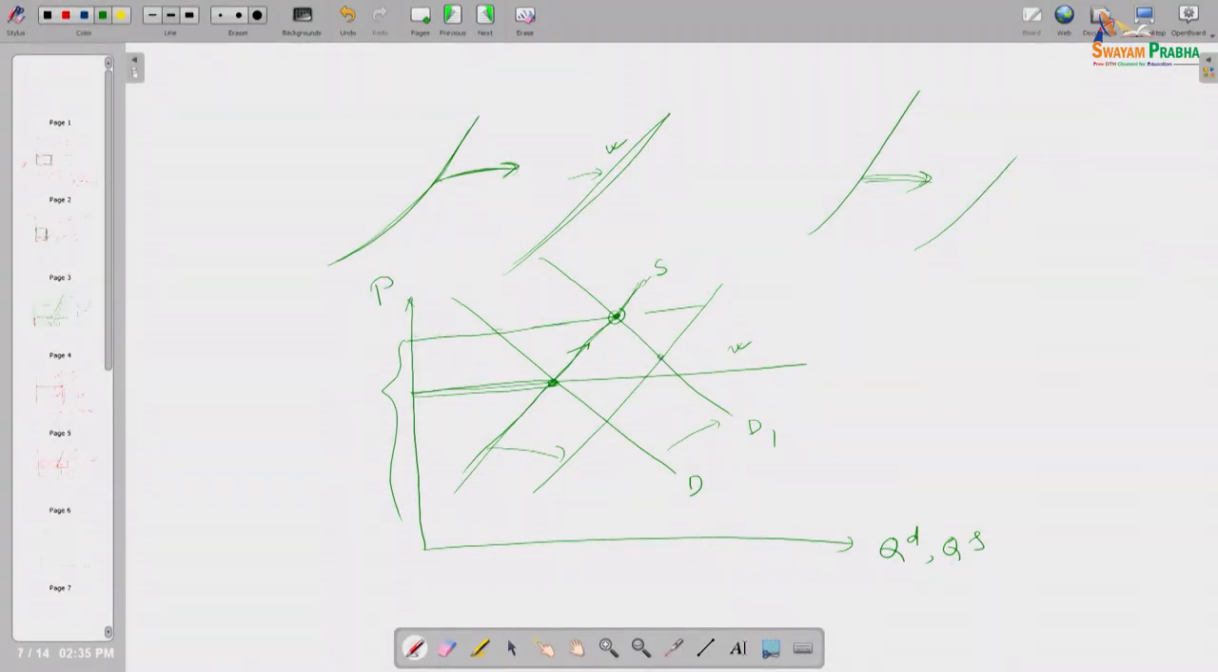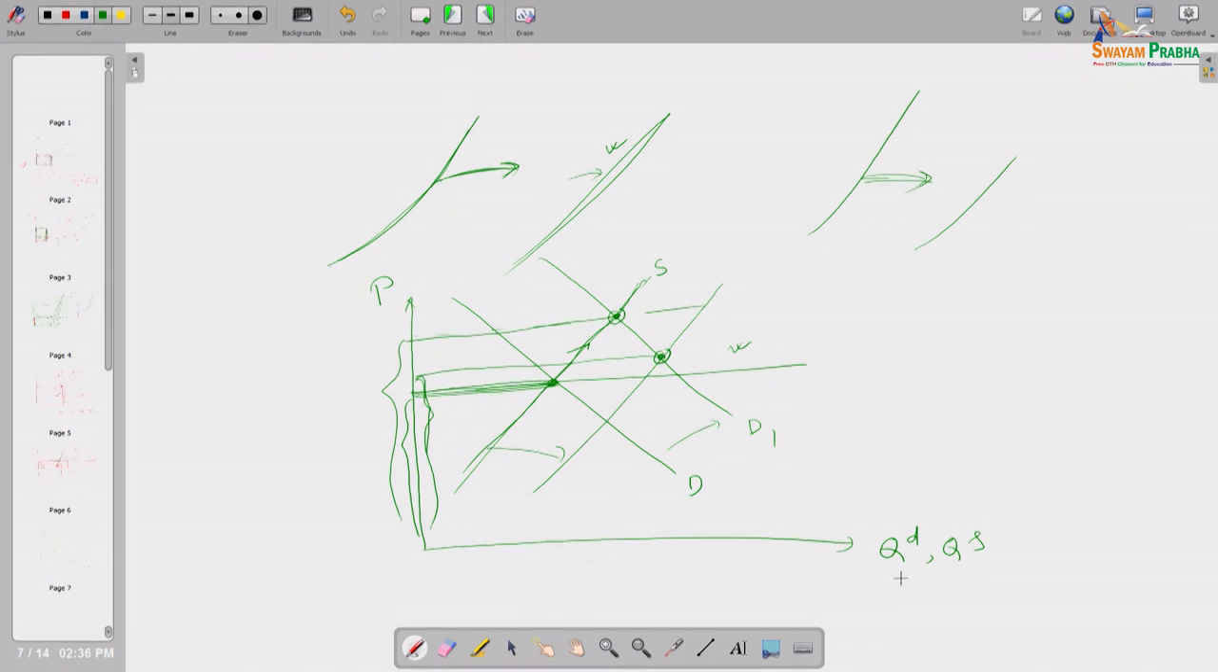As a result, the supply curve will also shift. Suppose the supply curve shifts until this point, so the price level is becoming here. Look, when the price level was this, the producers who were delivering the product in the market were all getting zero profit. Now, since the price is a little bit above that, they are getting positive profit.